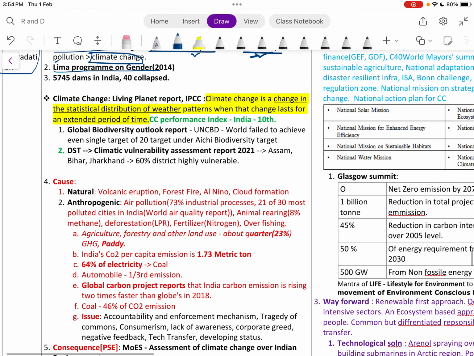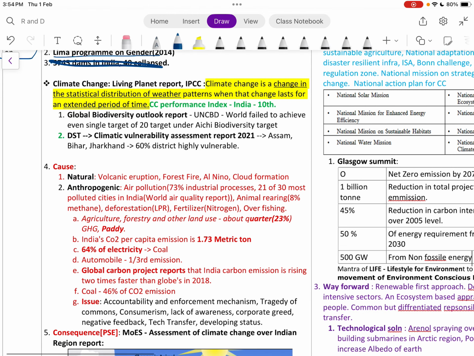Climate change, according to the IPCC, is a change in the statistical distribution of weather patterns when the change lasts for an extended period of time. According to the Climate Change Performance Index, India is ranked 8th.